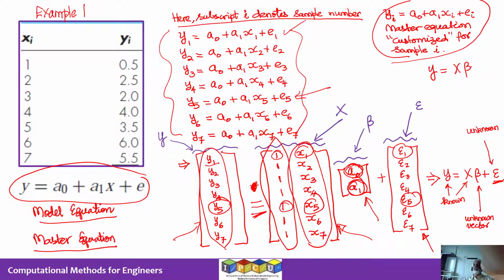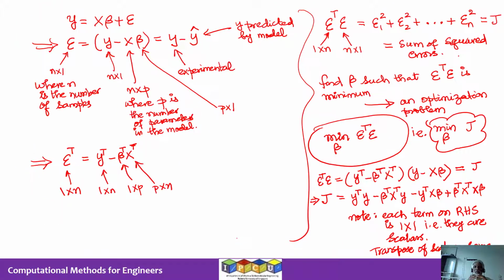Y is equal to X beta plus epsilon, and beta is the unknown. X and y are known once you have completed the experiments. Now comes some mathematics that I hope you will take in slowly but surely. So this is the equation: y is equal to X beta plus epsilon. This is exactly what we wrote in the previous slide.